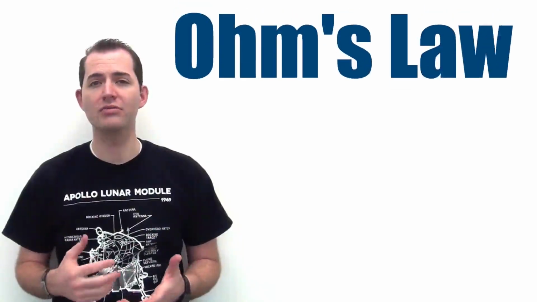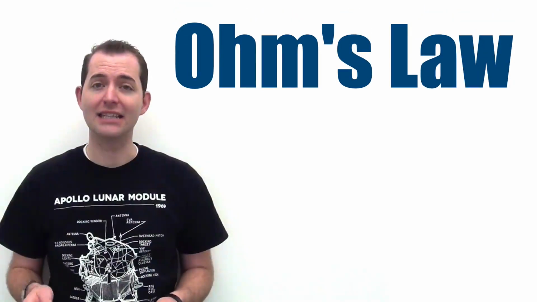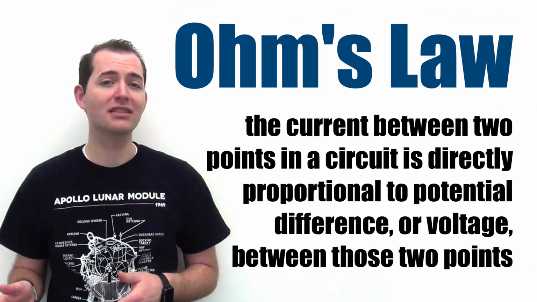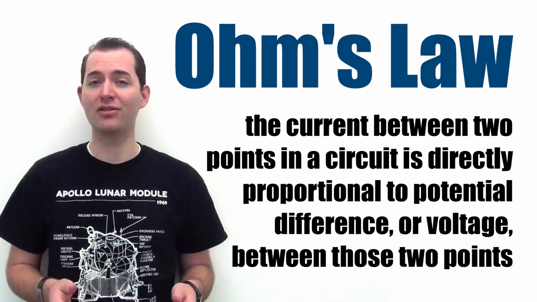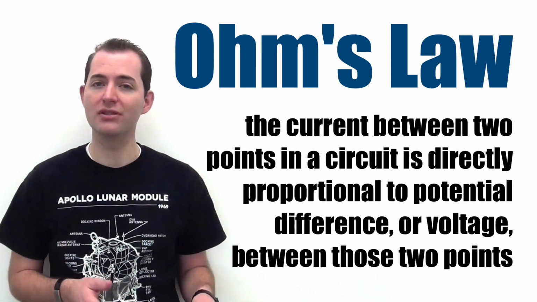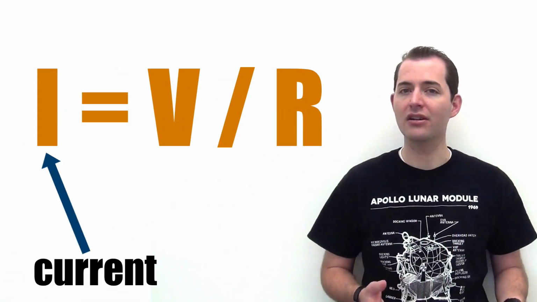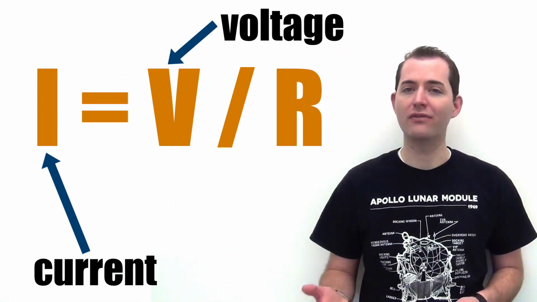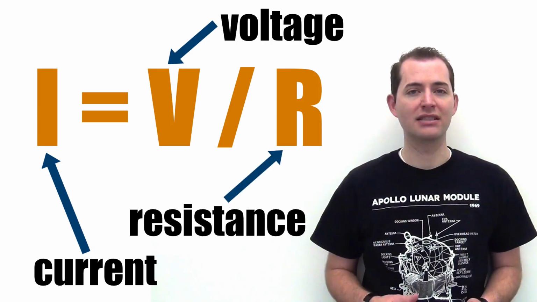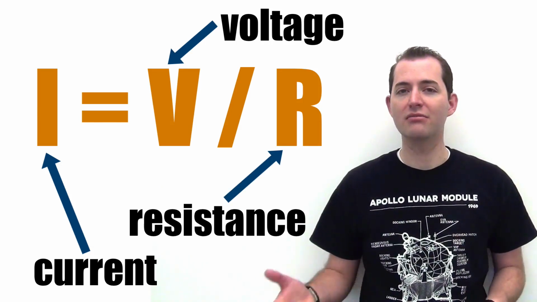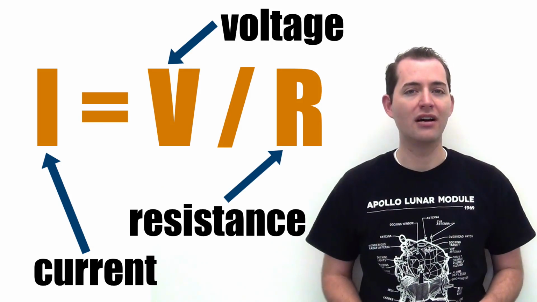Let's take a look at Ohm's law. Ohm's law states that the current between 2 points in a circuit is directly proportional to the potential difference or voltage between those 2 points. By including the total resistance in a circuit, we are led to an equation. This is I, or current, is equal to V, or voltage, divided by resistance. This is the equation most commonly cited as Ohm's law.